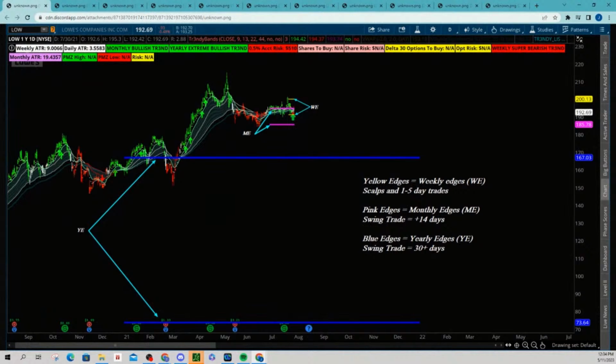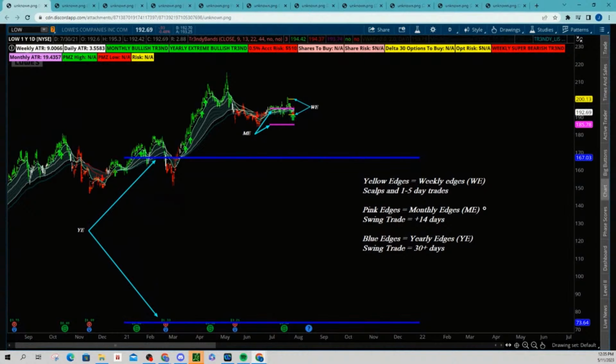Okay. All right, so the edges, let's talk about them really quick. There is a yellow edge, there's a pink edge, there's a blue edge, and there's actually an orange edge as well. The yellow edge is called a weekly edge or WE. This is for traders who like to scalp and or trade on a 1 to 5 day time frame. If you are that trader, these are the edges you would concentrate primarily on. The pink edges are the monthly edges. We call them the ME or the monthly edge. These are for swing traders, and these are people that are looking for trades that last anywhere from 2 weeks and up.